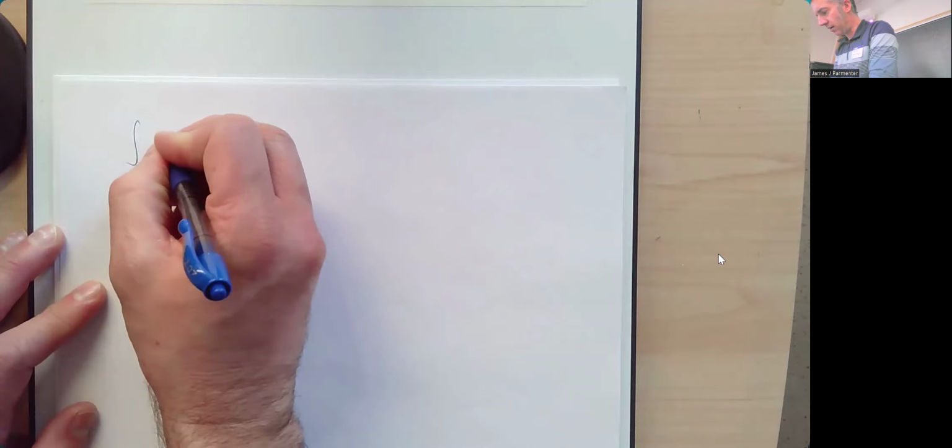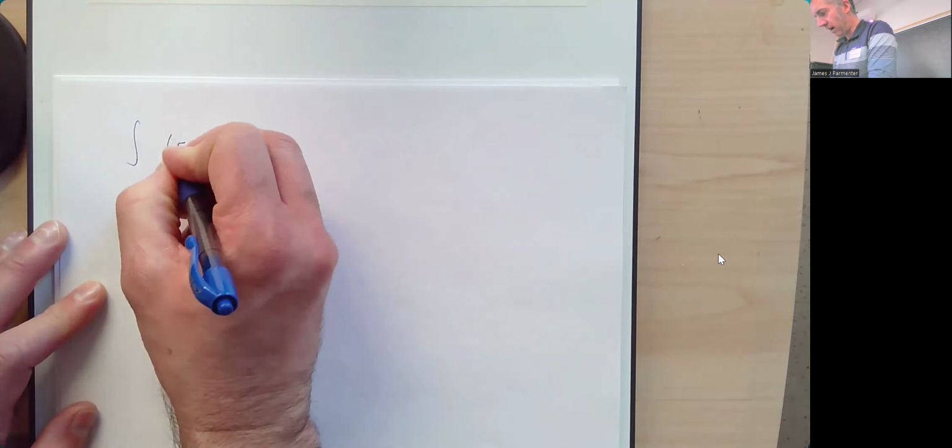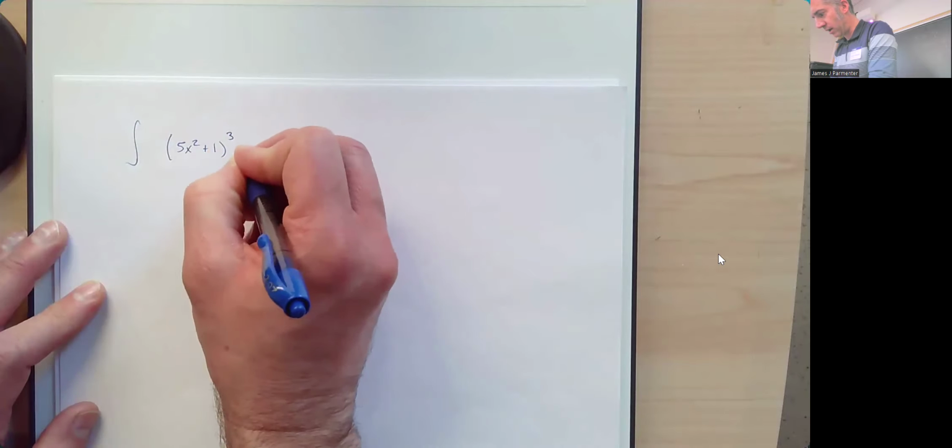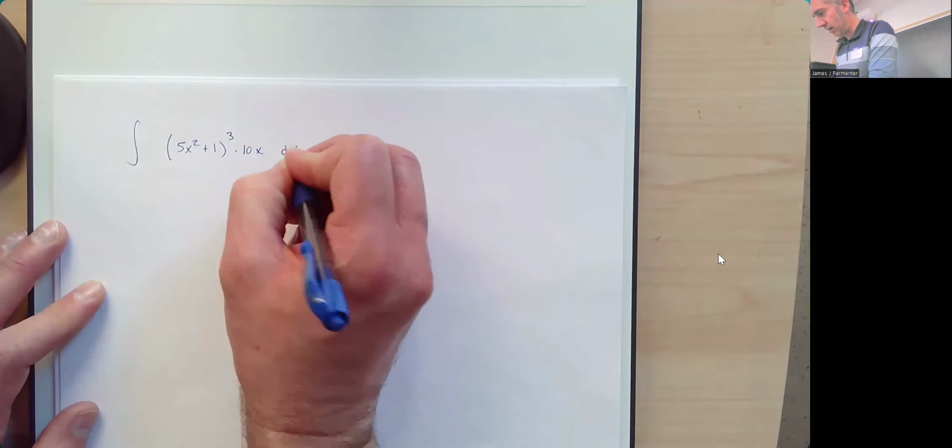Let's say we have (5x squared plus 1) to the third times 10x dx. Yeah, that'll work.